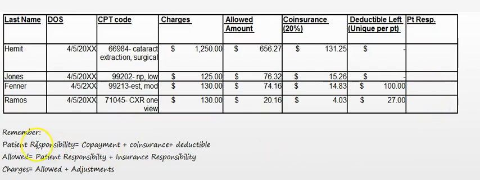Before we get started on that, just remember that patient responsibility is the copayment, if any, plus the coinsurance, if any, plus the deductible, if any. Once we have met the deductible, the patient is only responsible for copayments and coinsurances.